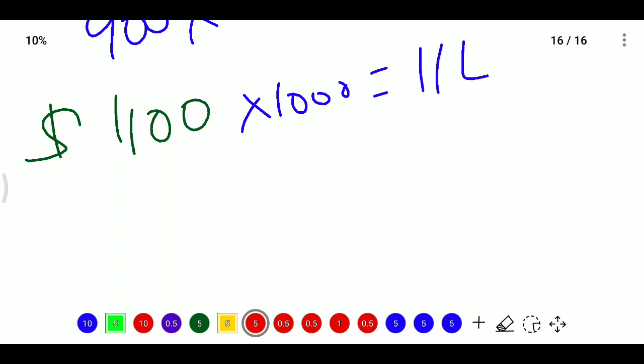Then the trade date will be 5th January and the settlement date will be 10th January, and buy to cover 1,000 Geo shares at the price of 1,100 per share. Then the total amount will be 1,100 into 1,000, which becomes 11 lakhs.